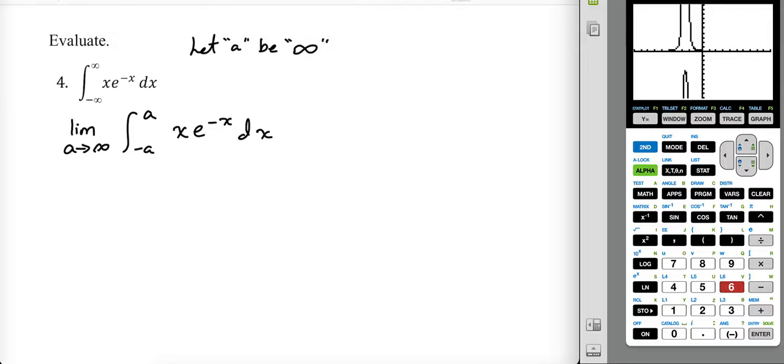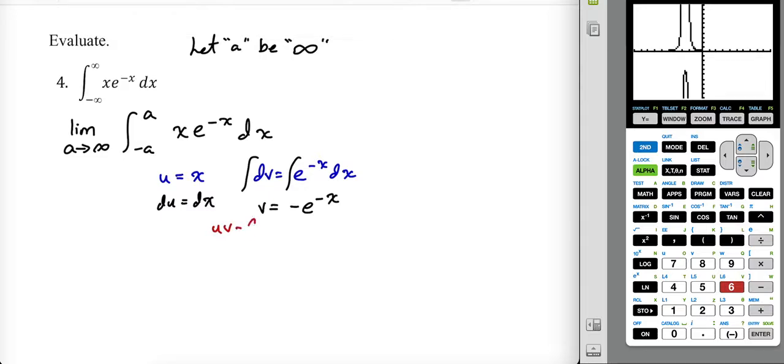It makes things a little bit easier. Now the antiderivative here is going to involve some integration by parts, so let's tackle that. Let u equal x and dv be e to the negative x dx. Then v is going to be equal to negative e to the negative x, and du is going to be equal to dx. So uv minus the integral of v du.